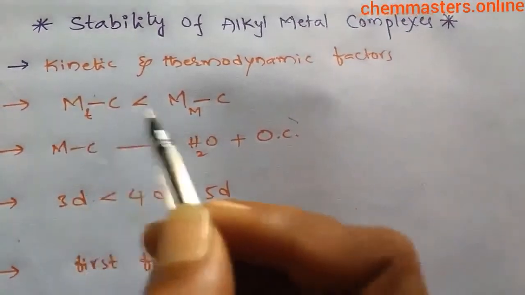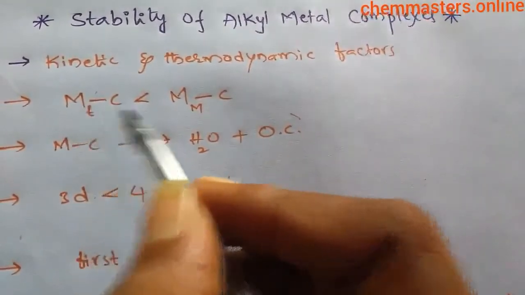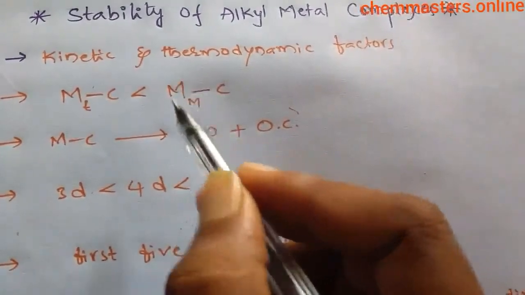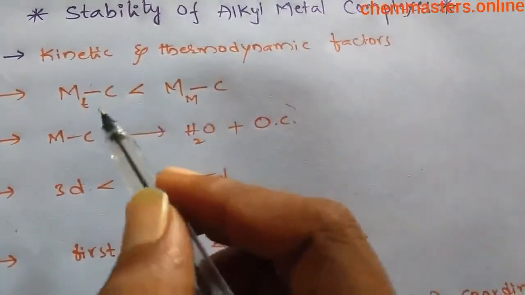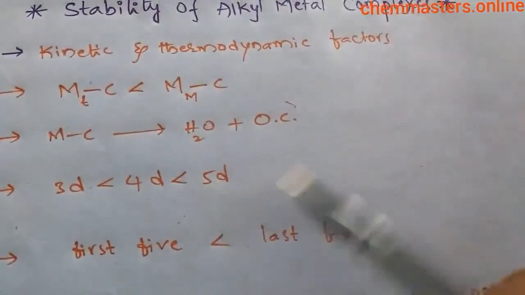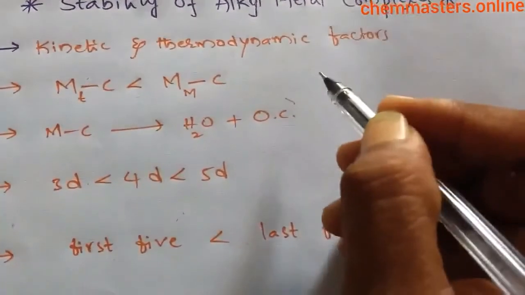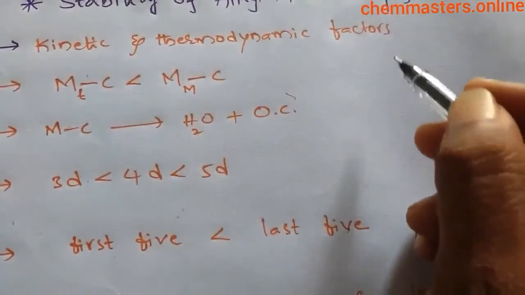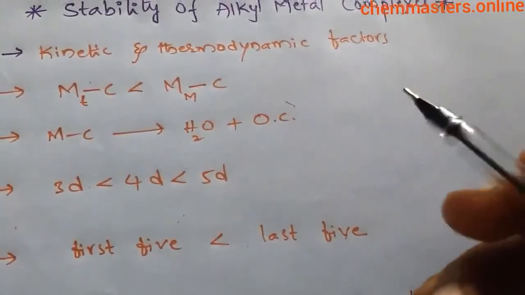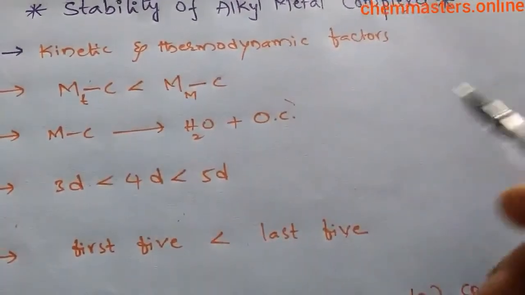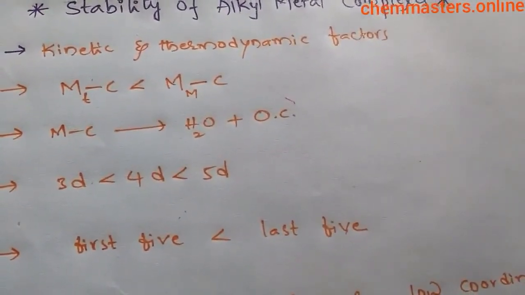Okay, so here observe that transition metal complexes with organic ligands are less stable when we compare them with main group metals with alkyl ligands. So this is the point. If I have a question in the examination where he gives an aluminium complex and a transition metal complex, and asks which is more stable between these two, we can directly answer that the aluminium complex is more stable when compared with the transition metal complex with alkyl ligands. Okay, right.